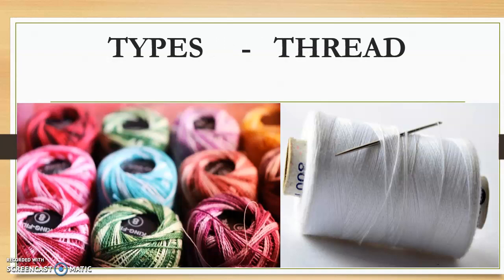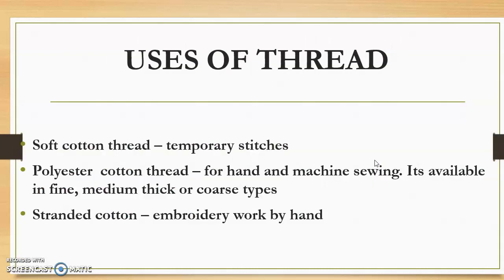Now let's look at the types. We have thread. We have the image of stranded cotton, and this is cotton thread. What are the uses? Soft cotton thread is used for temporary stitches. Then we have polyester cotton thread for hand and machine sewing. It is available in fine, medium, thick or coarse types. Then there's stranded cotton, which is used for hand embroidery.